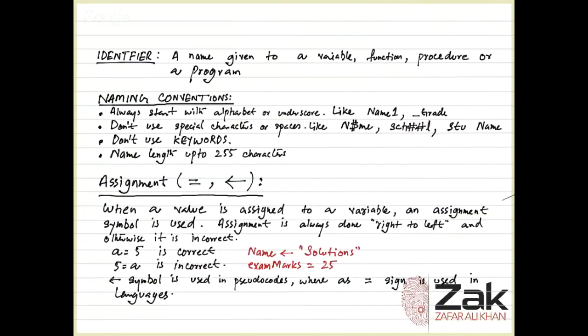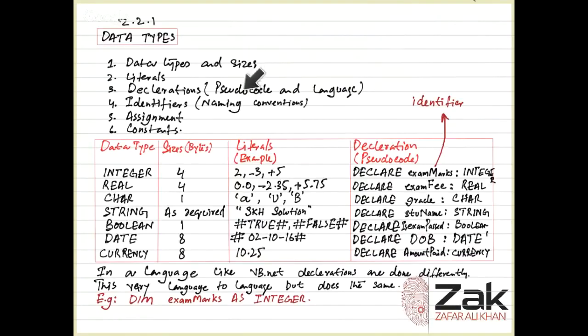So data types and sizes. Alright, so integer takes 4 bytes, real takes 4 bytes, character takes 1, the string as required. As required does not mean that you people write "as required." Mostly what I have seen, sometimes you people put "as required." As required is just for your knowledge.